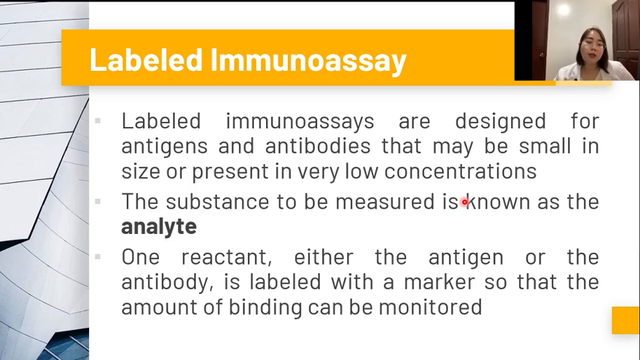Okay, so examples of analytes can include, of course, your bacterial antigens in diagnosis of certain infections and diseases. It could also be hormones, identifying hormones or qualitative test for hormones, drugs, tumor markers, and other specific immunoglobulins, and others. Okay, and usually analytes can be antibodies, but it can also be antigen. Okay, so either the antigen or the antibody is labeled with a marker so that the amount of binding can be monitored. At kung ano nga yung naka-marker or kung ano yung naka-label, it will bind kung ano yung kanyang dinedetect. Okay?